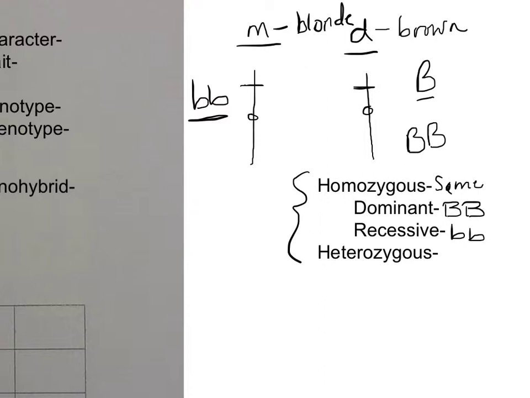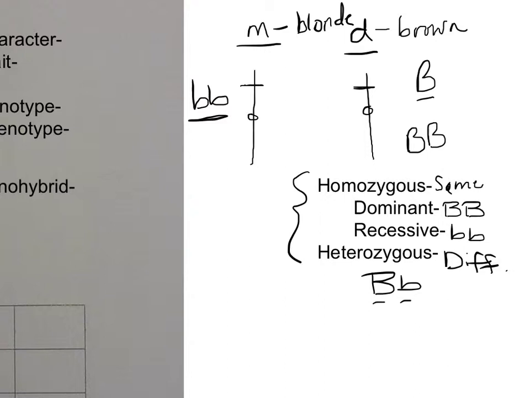Now we could have an individual that is heterozygous, and that means different, okay? And if you have an individual that is heterozygous, if we're using these letters to represent these alleles, their alleles would look like this: big B, little b. See how they're different? Now the big thing that people tend to get hung up on is that we use the same letter just in different cases.